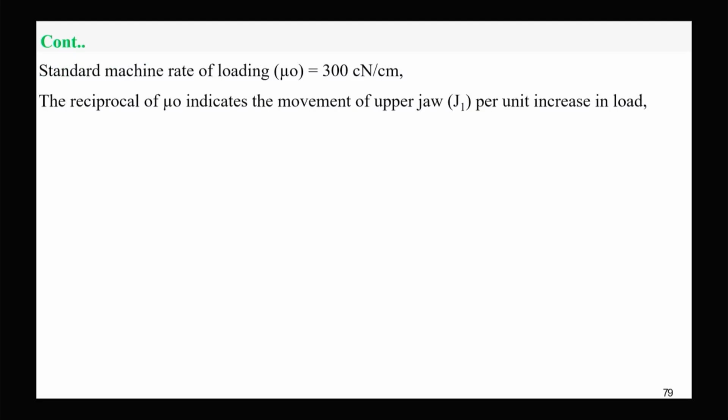So the standard machine rate of loading is given as 300 centinewton per centimeter. The reciprocal of mu 0 indicates the movement of the upper jaw per unit increase in the load, that means centimeter per centinewton. So it is denoted by 1 by mu 0, so it's 1 by 300 centimeter per centinewton.